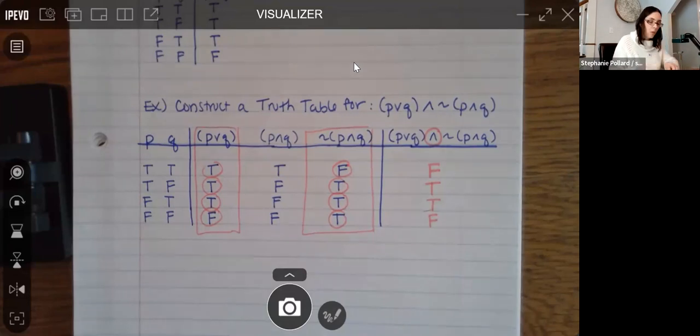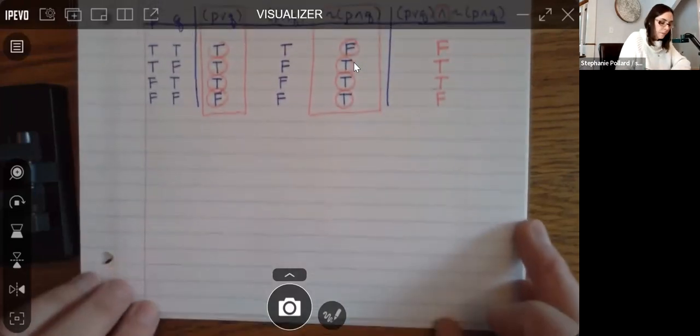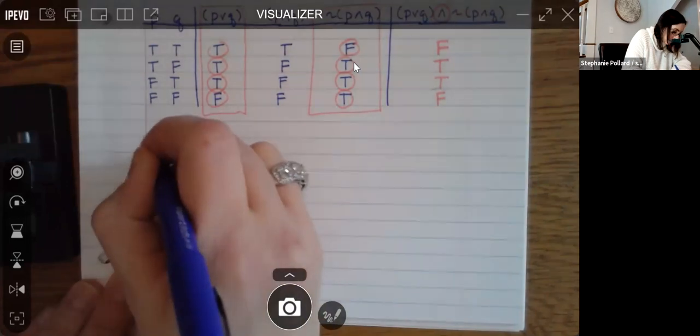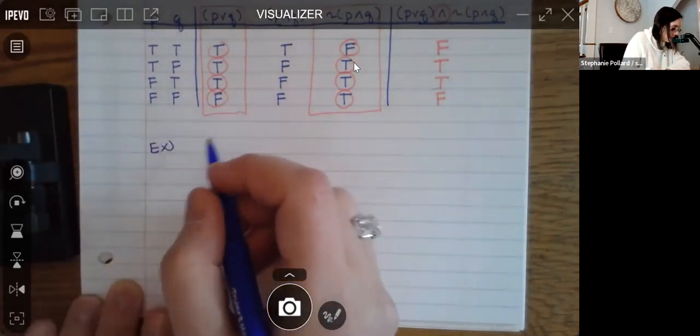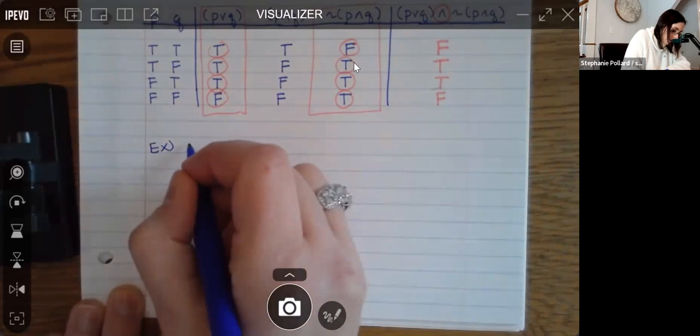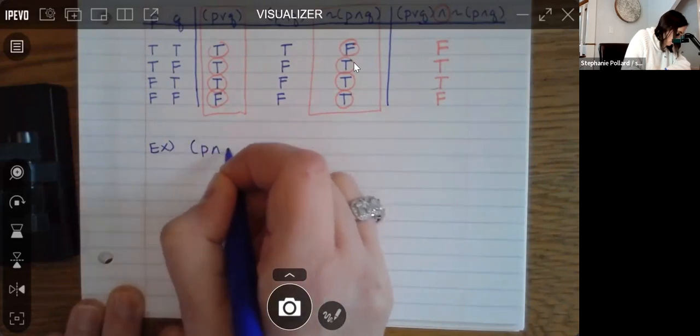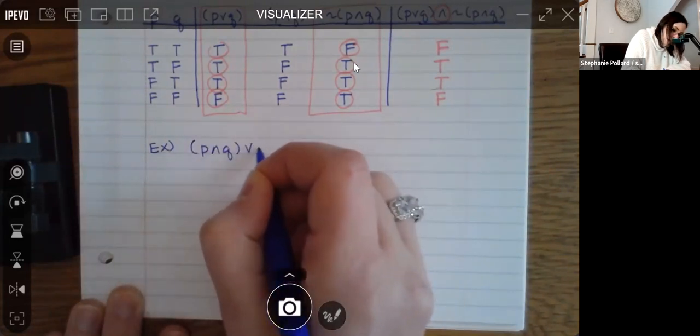All right, let's do one more example. All right, so same thing. We're going to construct a truth table, and we're going to do it for P and Q or not R.